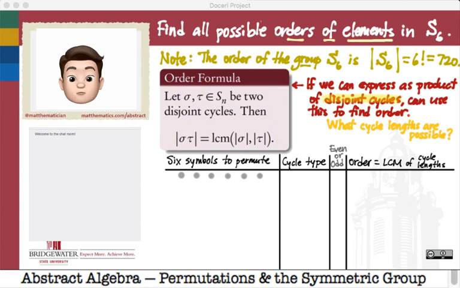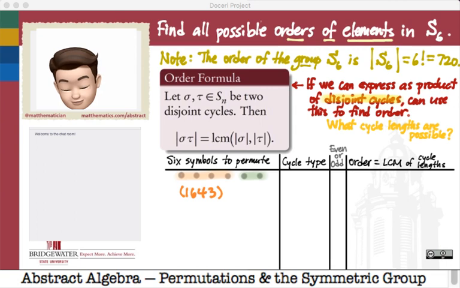Let's look at one example. Let's suppose that I have a permutation which, when it acts upon these 6 symbols, does something to the first 4. So maybe it applies a 4 cycle to the first 4, and then it applies a 2 cycle to the last 2. So an example of a permutation that might do this would be (1 6 4 3) composed with (2 5).